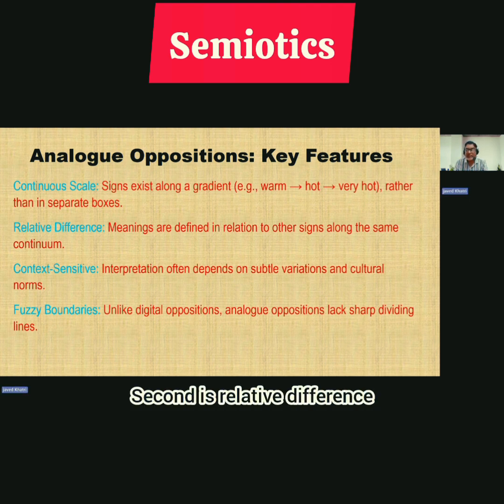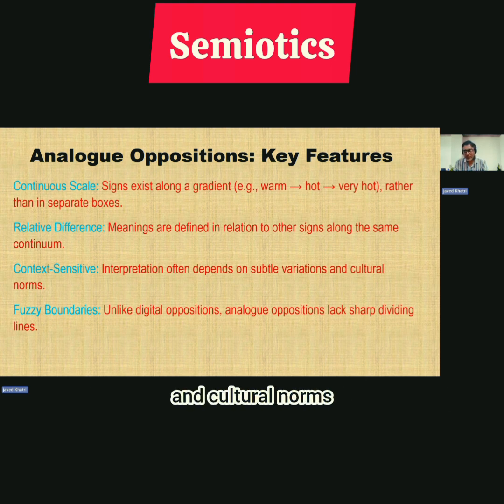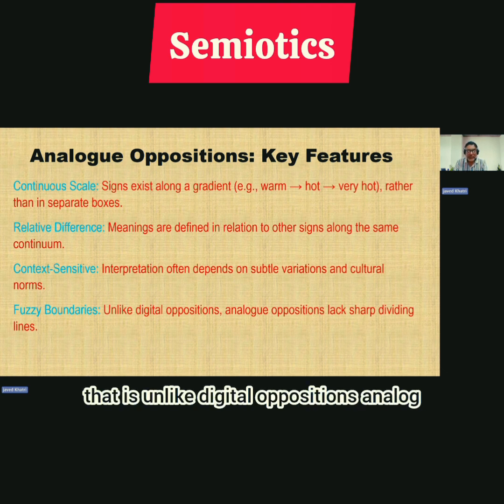Second is relative difference. Meanings are defined in relation to other signs along the same continuum. Third is context sensitive. Interpretation often depends on subtle variations and cultural norms. And fourth is fuzzy boundaries. That is, unlike digital oppositions, analog oppositions lack sharp dividing lines.